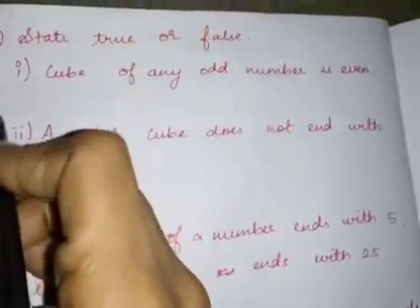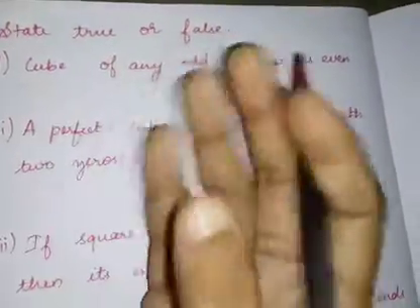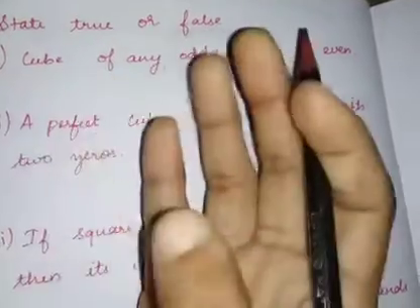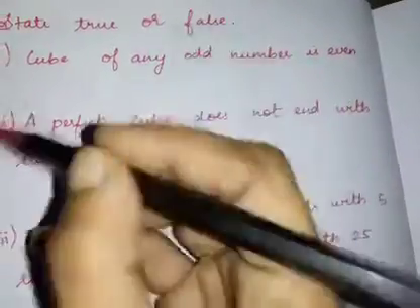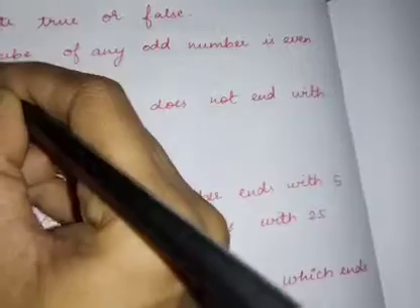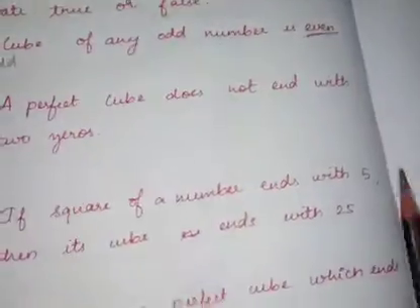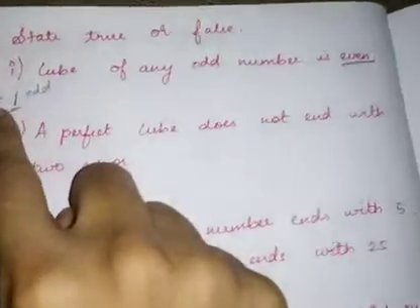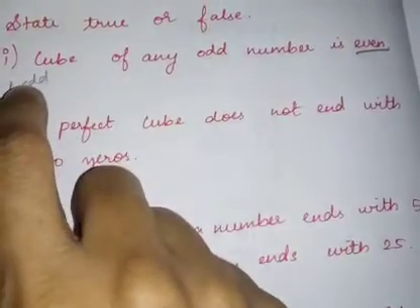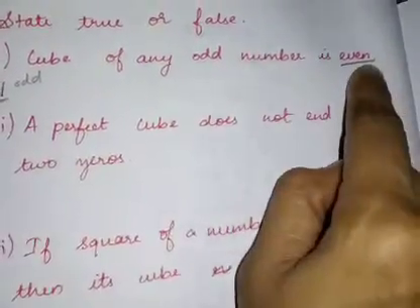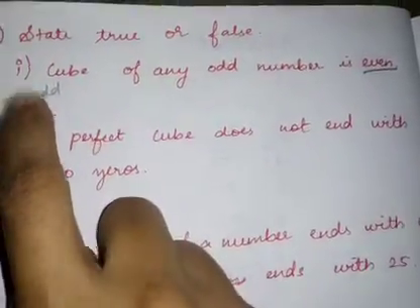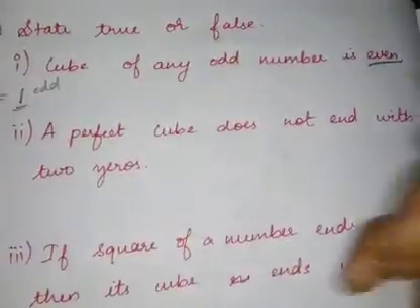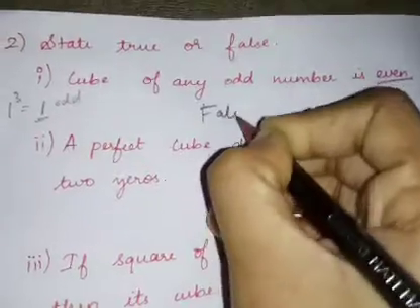Okay, when I do 1 cube, what is the answer? 1 is an odd number, right? When I do 1 cube, 1 into 1 into 1 is 1, which is an odd number, but they are saying it is even. So it is false, because I am getting odd here. So this answer is false.